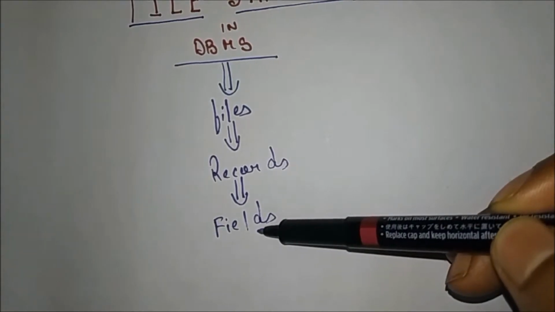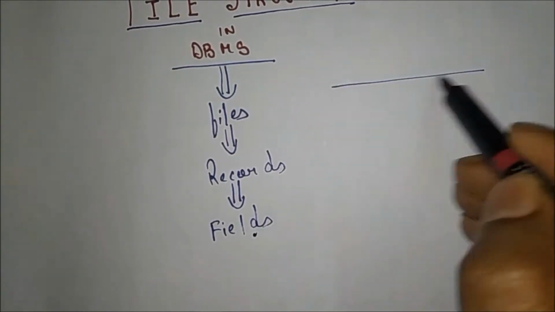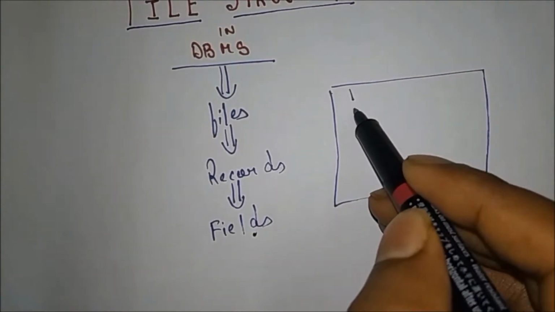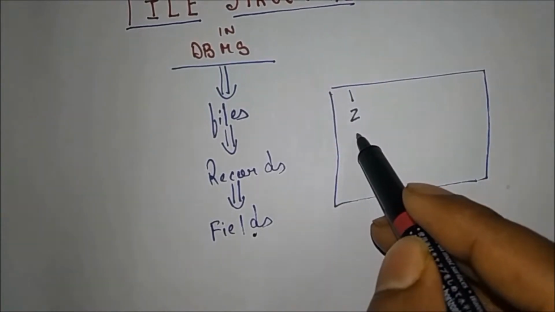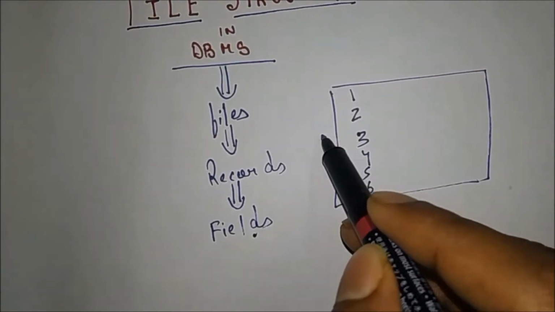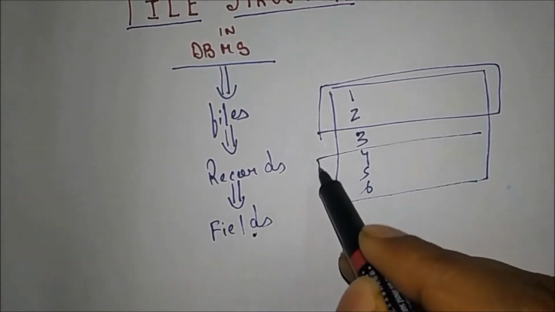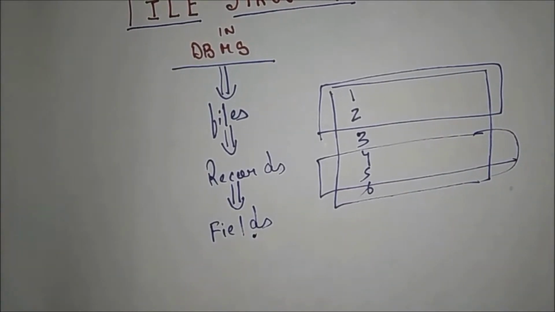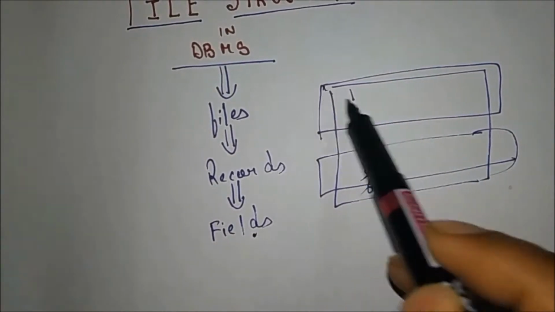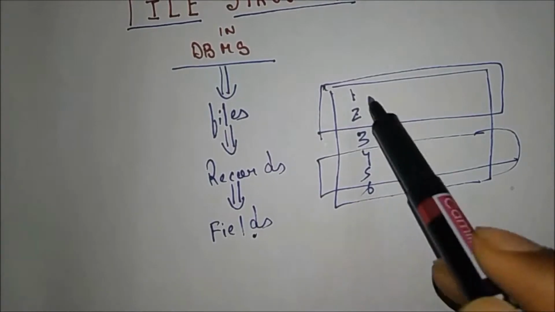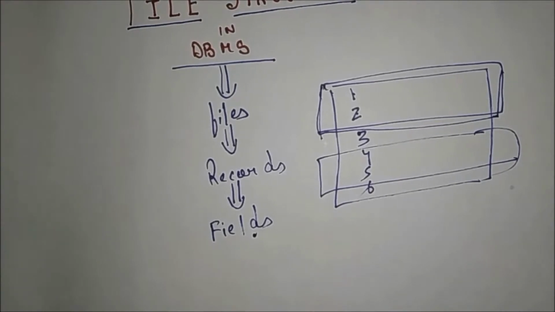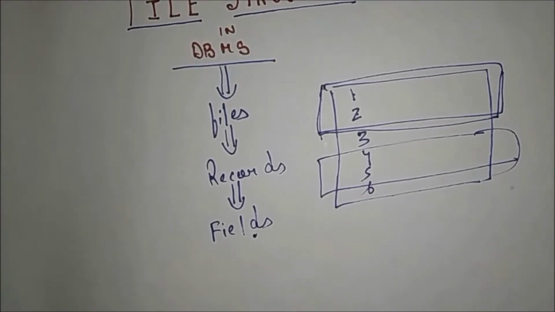Now see, if this is a database, and these are the records 1, 2, 3, 4, 5, 6. These are the records or files, and these are the fields or blocks. Now the next point is that a file can be stored in different methods on secondary memory.